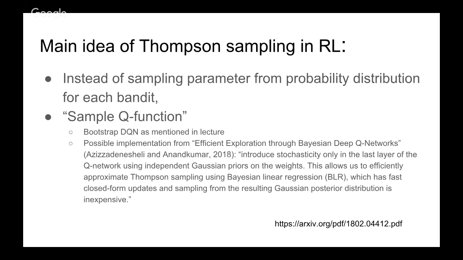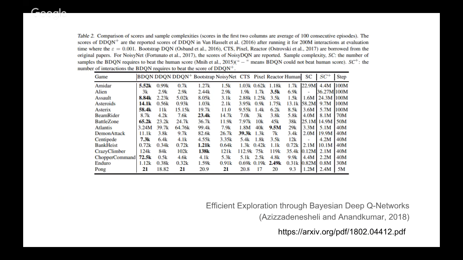So by doing this, they managed to kind of use Thompson sampling in that last layer, which I think allowed them to achieve better results than doing bootstrapping. Can we talk about that a little bit? Yeah. So these are the results that they managed to obtain, and their work is called BDQN.